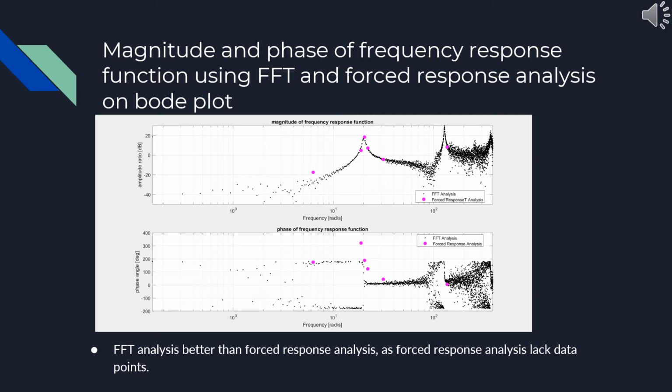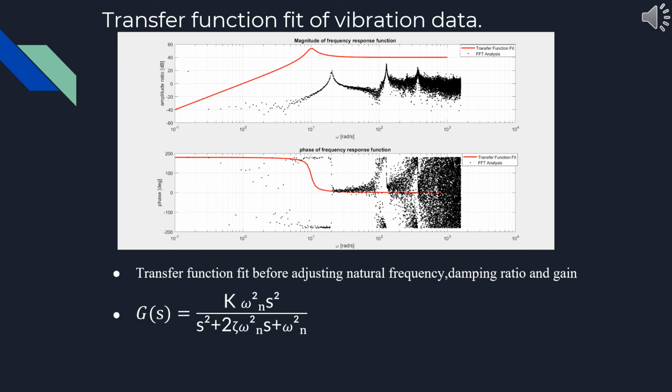Here we see the magnitude and phase of the frequency response function using FFT and forced response analysis on a Bode plot. The analysis is the same as the previous one, that the FFT analysis is better because forced response analysis lacks data points. Here we attempt to find the transfer function fit for the vibration data.